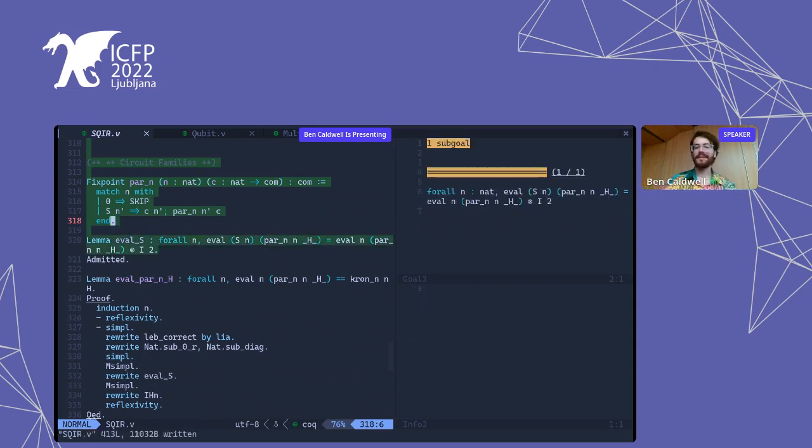So okay, well, it does rely on something that is currently axiomatized, and that is hopefully convincing to you that if you eval something with dimension s of n, and that circuit is something like par n of a Hadamard. So this is an n-dimensional circuit, but you're evaling it on n+1 dimensions. It's the same as evaling it on n dimensions and doing a Kronecker with an identity. This is the one axiom that's kind of had to slip in here.